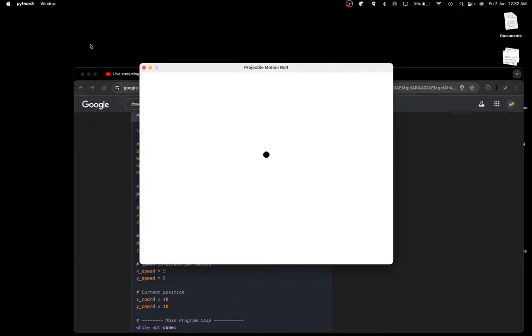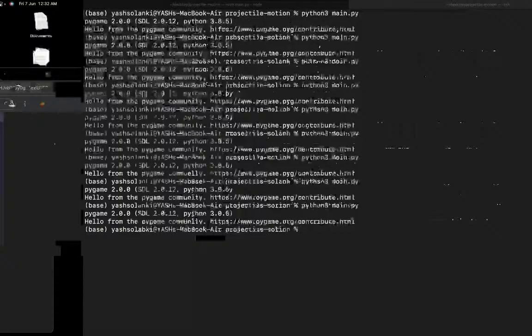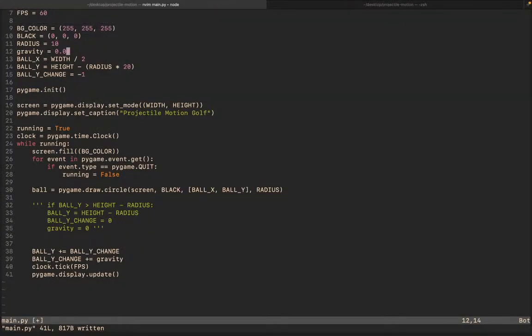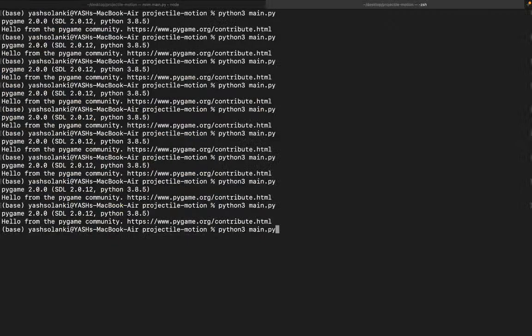Alright, so I think I set the gravity too small. I think I should have set it a bit larger. I'm gonna increase it by 10 times. I'm gonna make it that much.